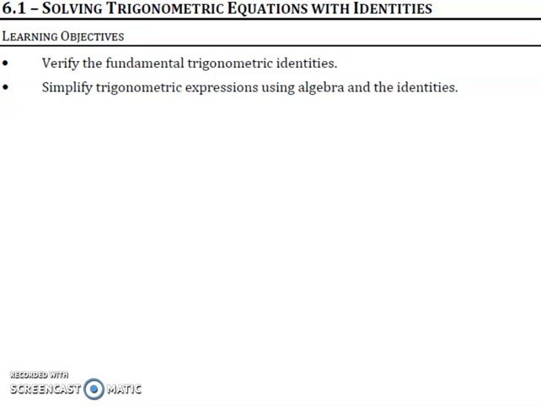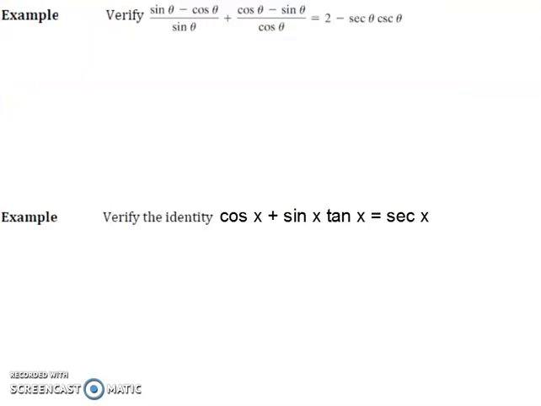Hello, in this video we're going to be doing 6.1 part 2. I'm going to pick up where I left off in part 1 by walking you through the process of verifying the identity in the second example that I gave you. So my goal here is to show that the left-hand side is equivalent to the right-hand side.